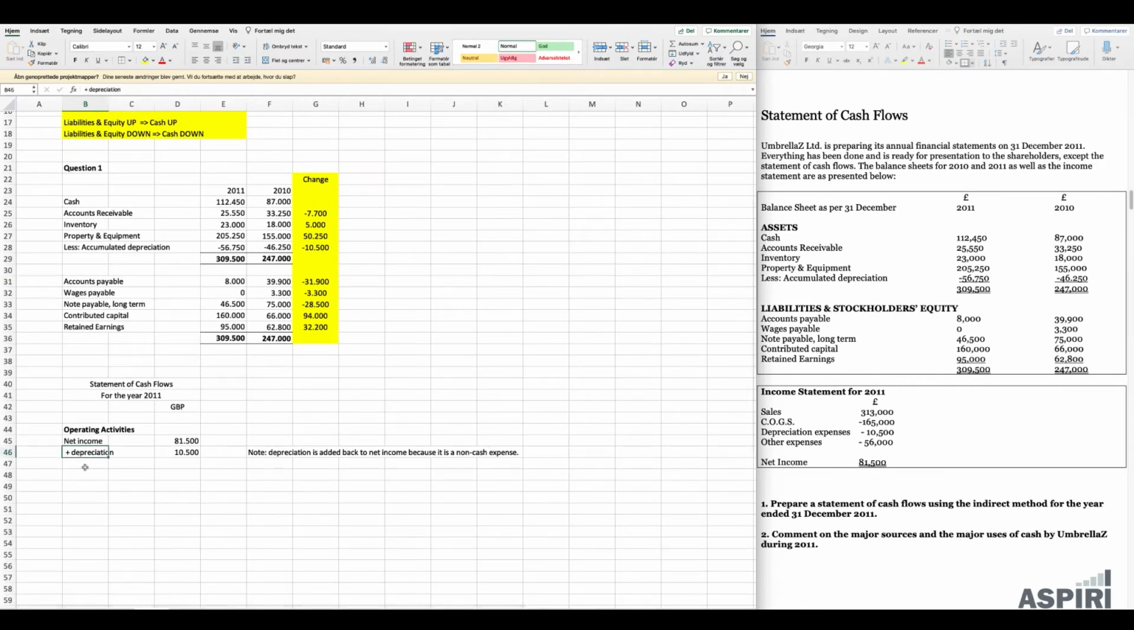So let's add this because it's a negative change in accounts receivable, and a negative change in assets is always resulting in a positive cash effect. So in this case, we'll add accounts receivable.